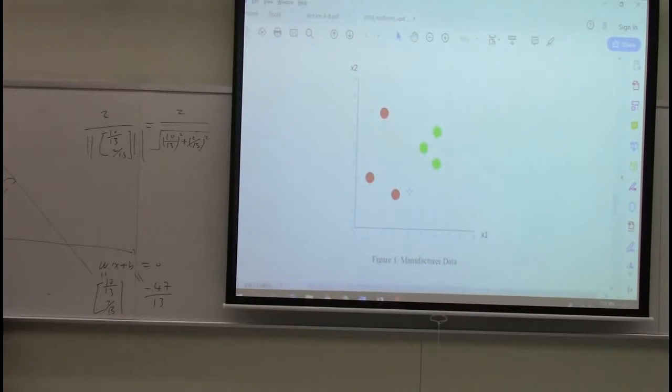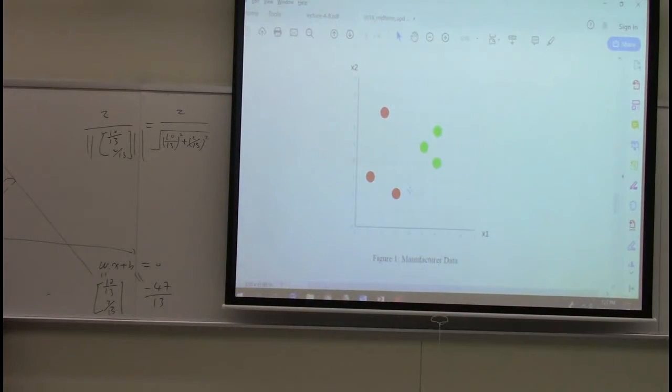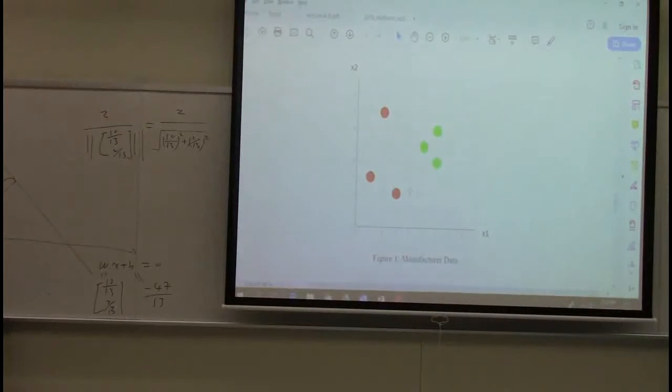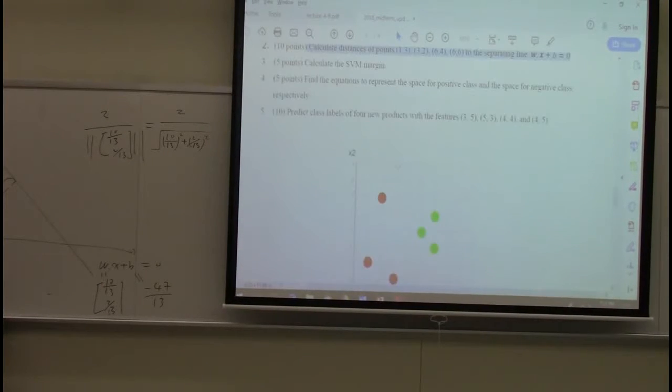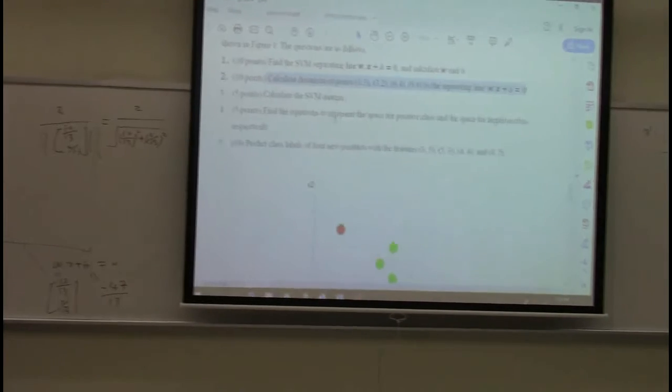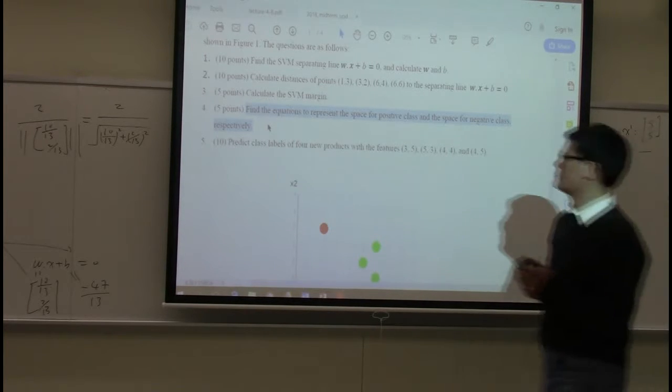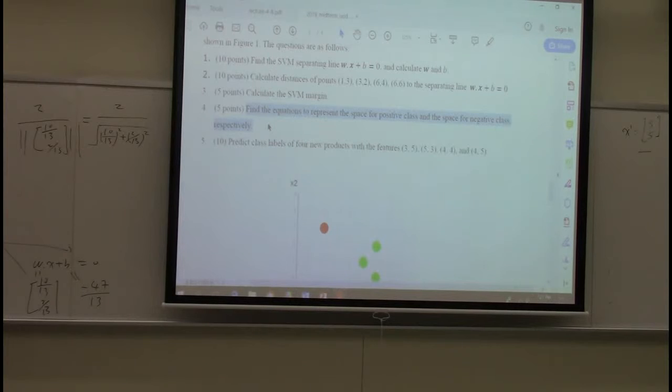Any question? And then, next question. Find the equations to represent the space for positive class and the space for negative class. What is the space for positive class? Space.